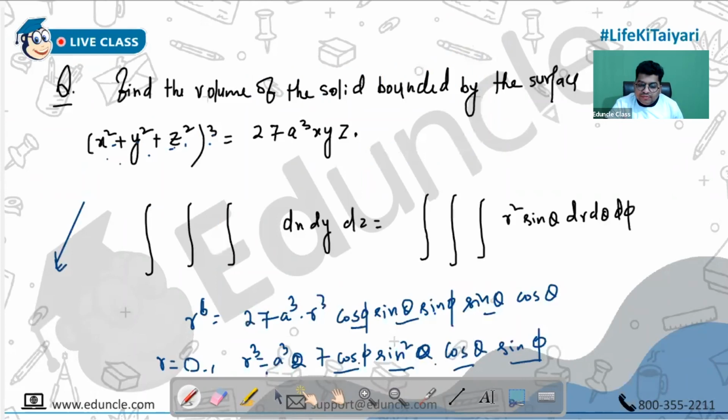This surface is symmetric in the xy plane. See, tell me one thing: x square plus y square plus z square whole cubed equals 27 a cube xyz. So we have to take the r value we have taken. Now we have to take theta and phi. Theta is 0 to 2 pi.